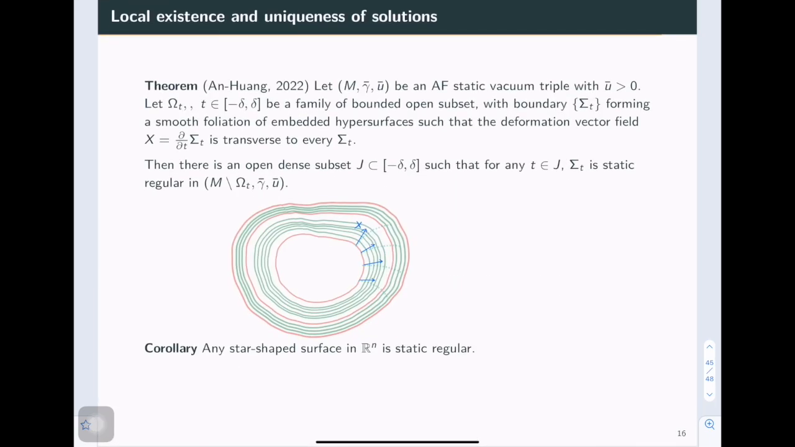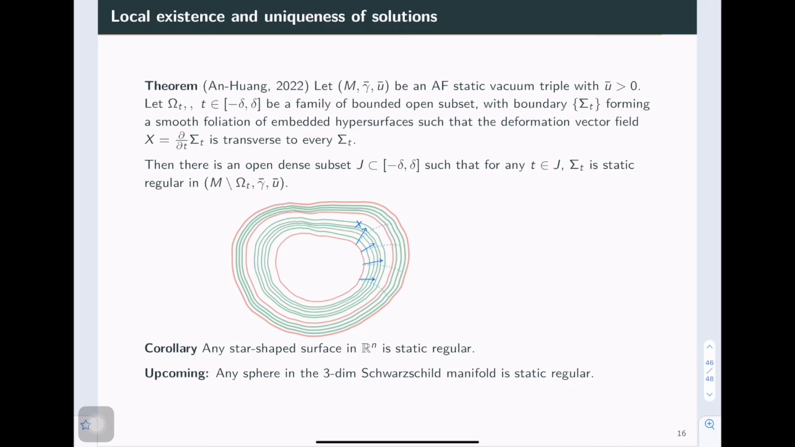Based on this result, we further use a dilation argument and show that any star-shaped surface in n-dimensional Euclidean space is always static regular. And in an upcoming work, we will show that any sphere in the three-dimensional Schwarzschild manifold is always static regular.